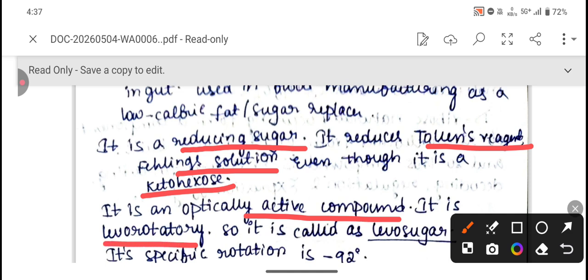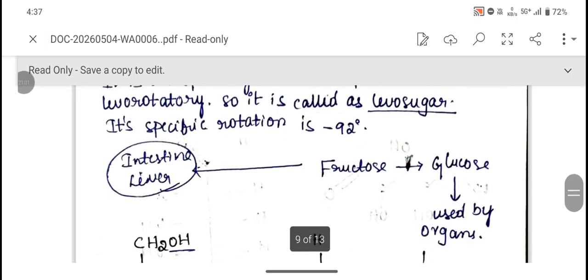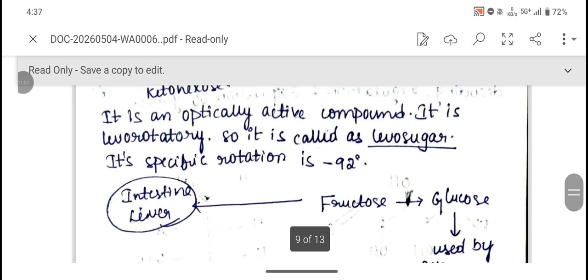It is levorotatory, which means it can rotate the plane polarized light towards the left direction. So that's why it is known as a levo sugar. The specific rotation will be minus 92 degrees.